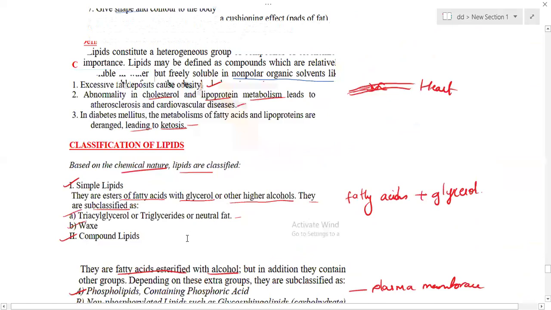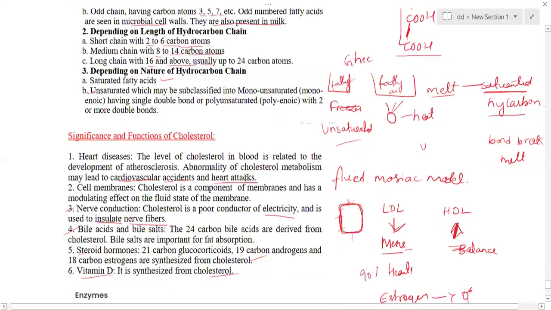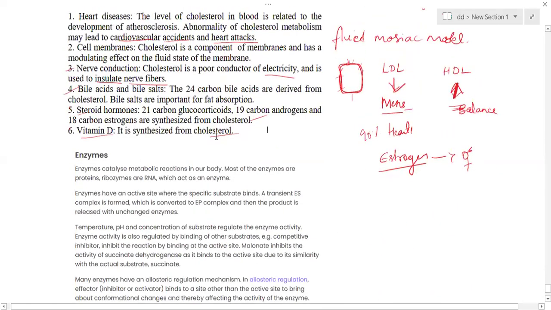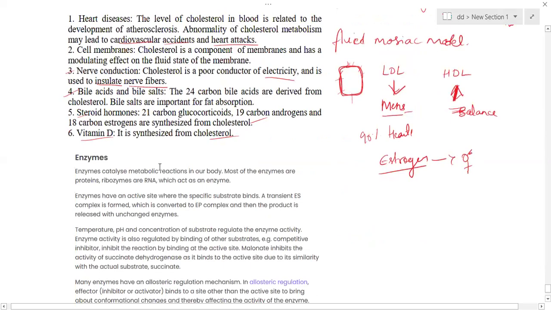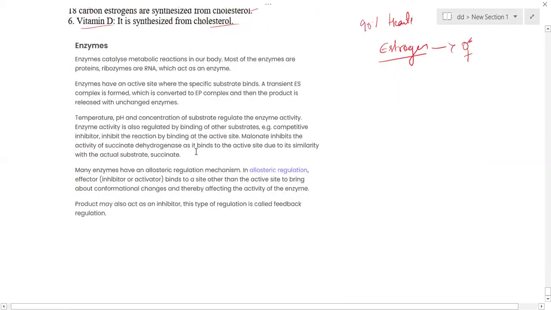In the next class, I thought to take the digestion and the absorption. And then I thought this concept has not completed, so thought to complete today. Okay, this lipid concept has been done. There will be left with only one that is called an enzyme.